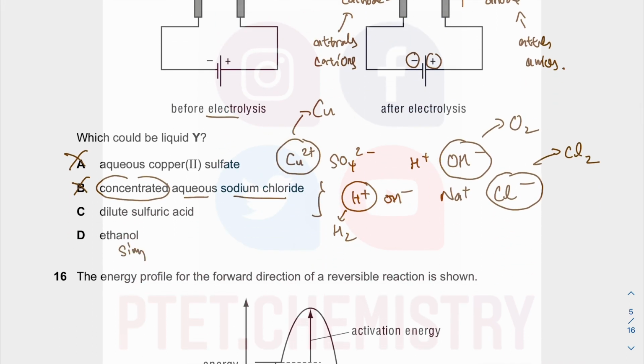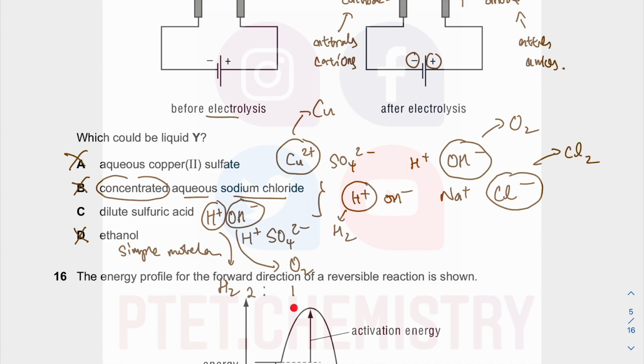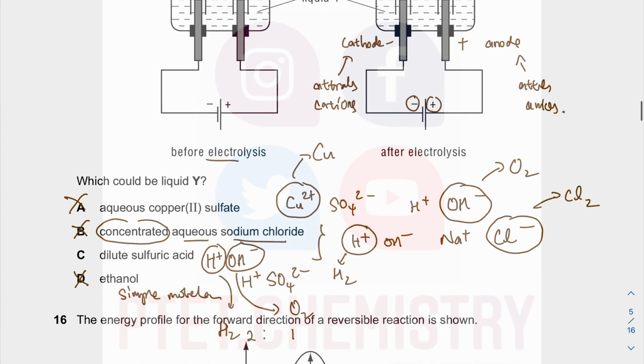Ethanol is simple molecular, so it is not an ionic compound, so you can't electrolyze it. And when you have H2SO4, you have H+ and SO4 2-. Of course, you have two of the H+. I've just written one of it to show you what is going on. You could choose any of the H+ to get electrolyzed, but essentially this goes to the cathode and this gives you the hydrogen, this goes to the anode and this gives you the O2, and they will be produced in a 2:1 volume ratio. The electrolysis of dilute sulfuric acid is essentially the electrolysis of water.